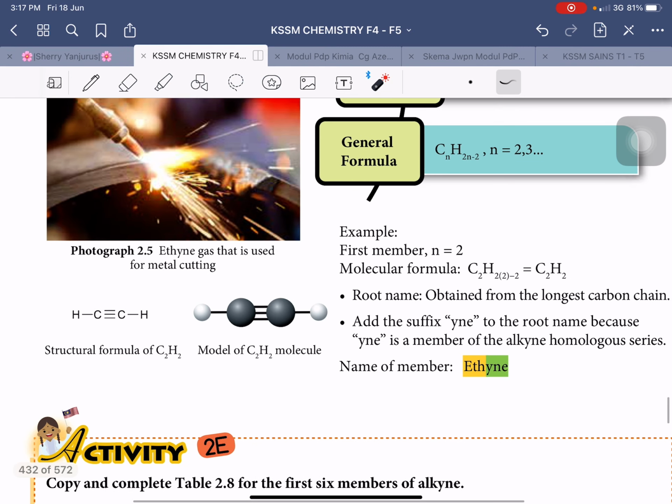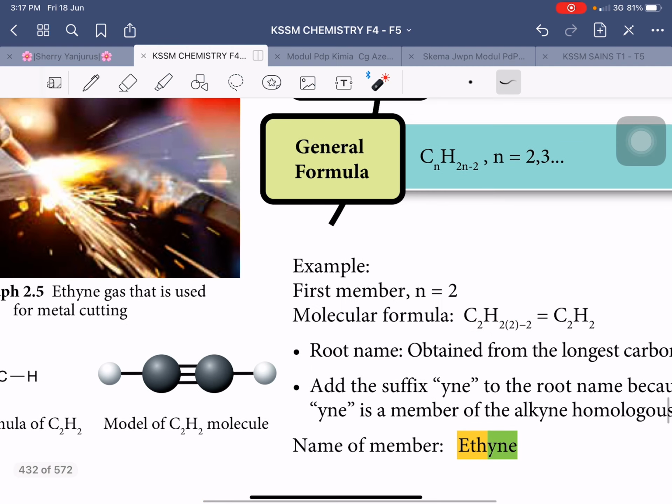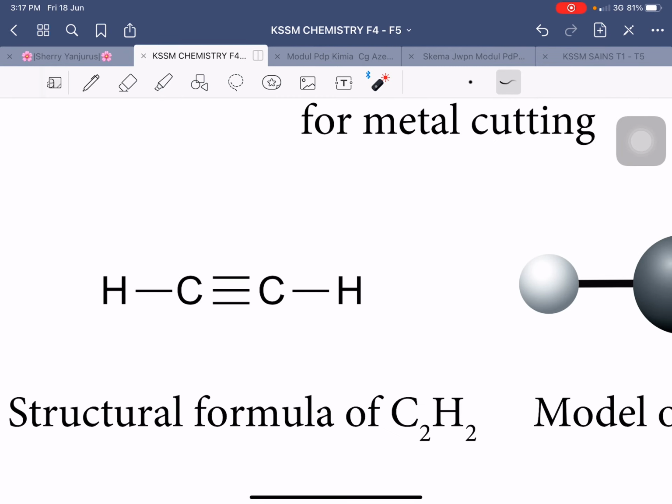So example, how to draw? The first member starts from 2, right? So the molecular formula should be C2, H 2 times 2 minus 2. Tu nah. You just follow the general formula. So you will have C2H2. How to draw C2H2? It looks like this.